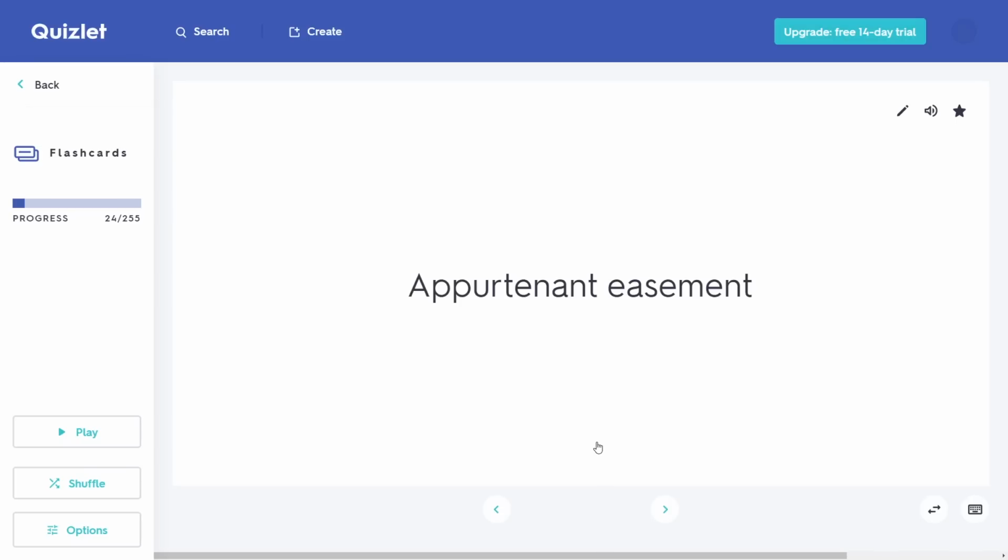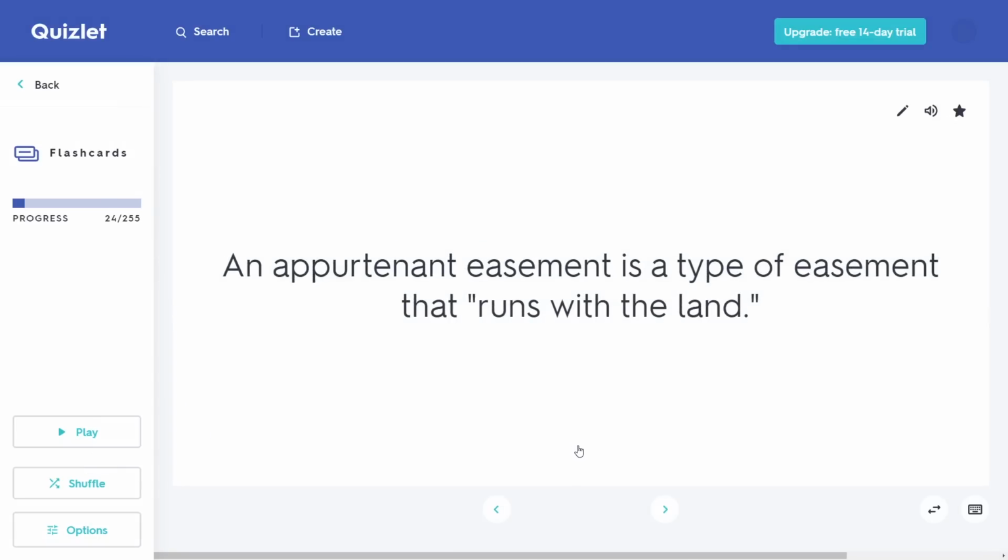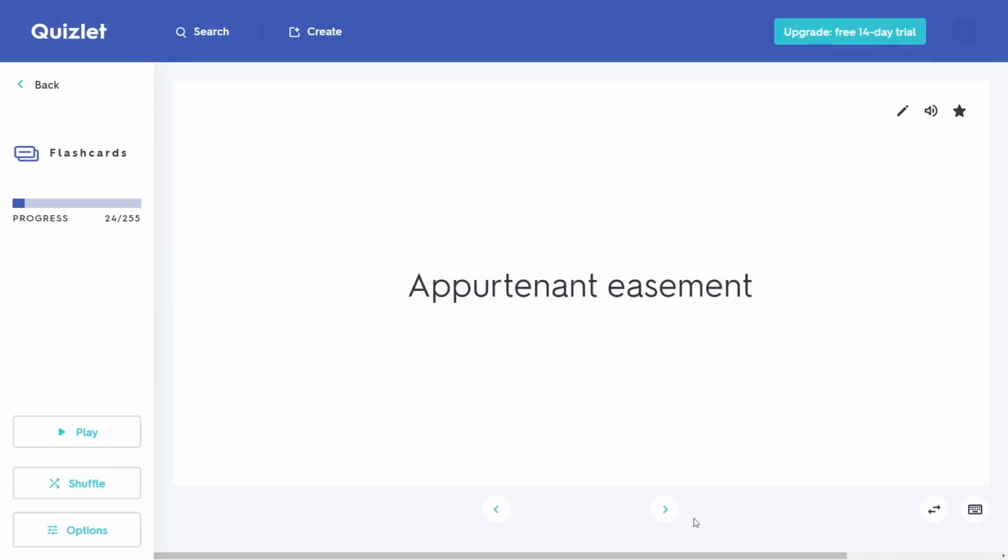Okay, so an appurtenant easement is an easement that runs with the land. So we're going to get into easements a little bit later, but just so you guys know, this is a type of easement that runs with the land, because some easements don't. Some easements are just until the property owner sells the property or transfers the property. So keep that in mind. This one specifically runs with the land or the real property.